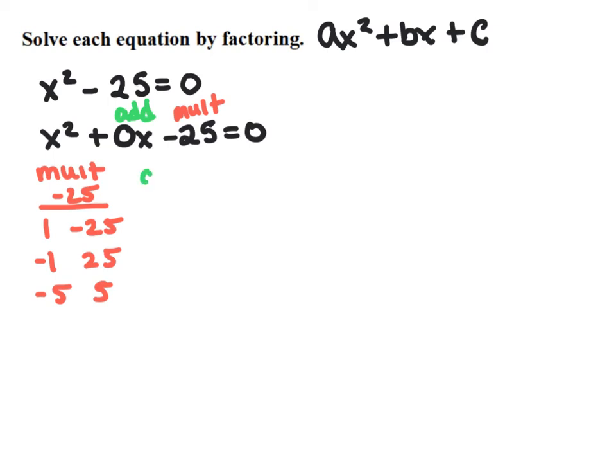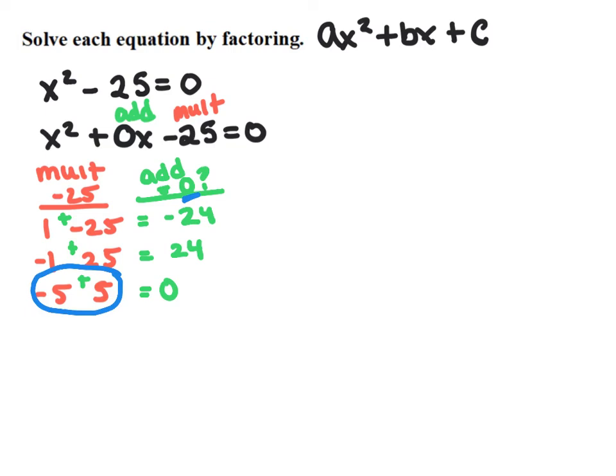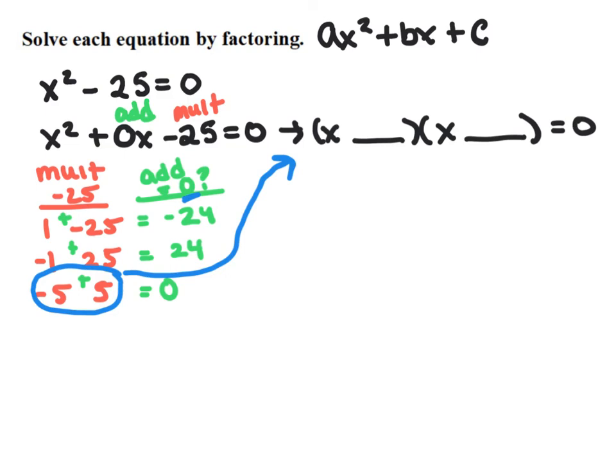So if we want to check to see which one adds to equal 0, we have to add each pair. So 1 plus negative 25 equals negative 24. Negative 1 and 25 equals positive 24. And negative 5 and 5 equals 0. So the pair of numbers that adds to equal 0 is the last set. So if I now rewrite this as x with the blank times x with the blank equals 0, I'm filling in those numbers of 5 and negative 5.